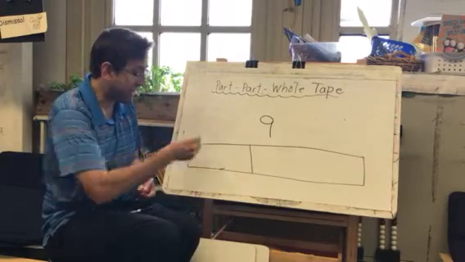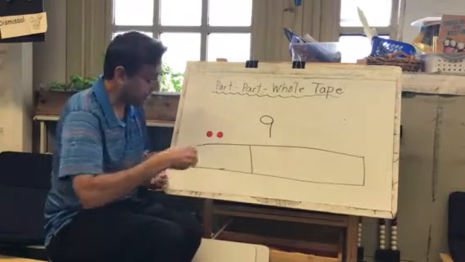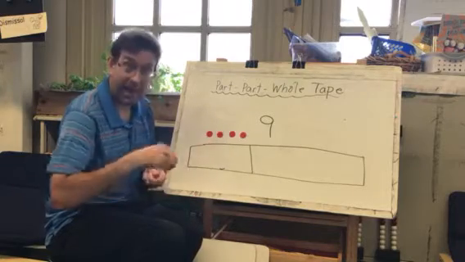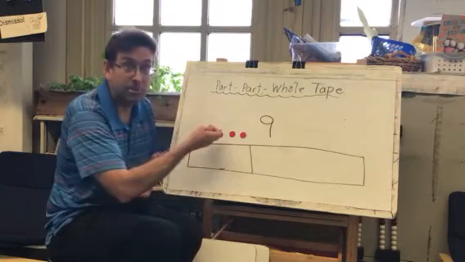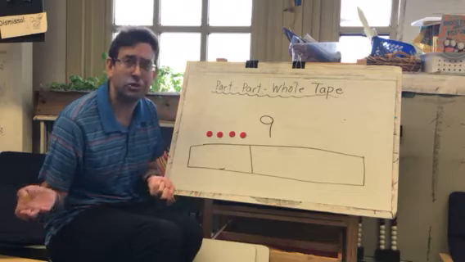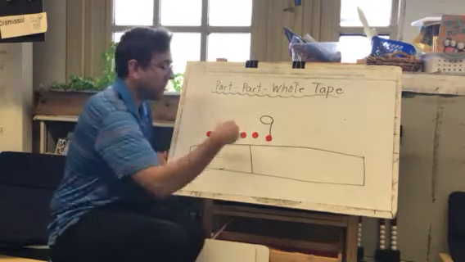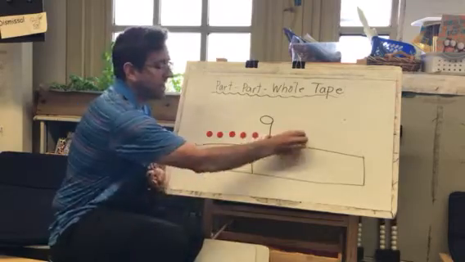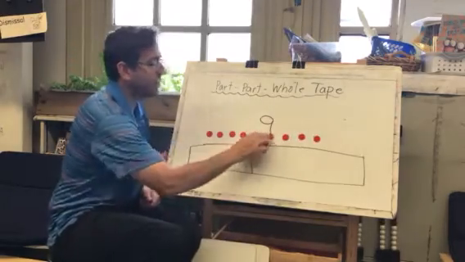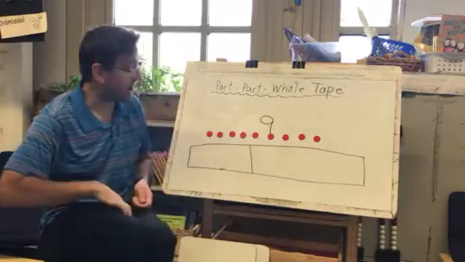All right, Jack saw 9 frogs in the pond. 1, 2, 3, 4. I'm acting it out. Cubes, pennies, beans. Mathematicians use all kinds of tools. 5, 6, 7, 8, 9. Okay, 9 frogs in the pond.